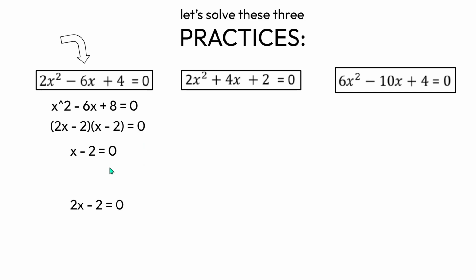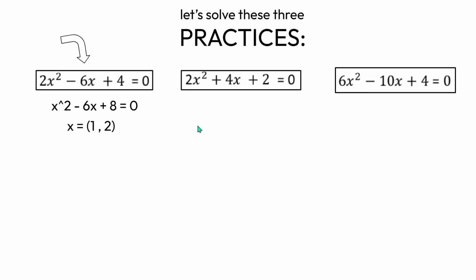So if x minus 2 equals 0, we can add 2 to both sides to get x equals 2. And if 2x minus 2 equals 0, we can add 2 to both sides to get 2x equals 2, then divide by 2 to get x equals 1. Now we have our solutions. So x equals 1 or 2.